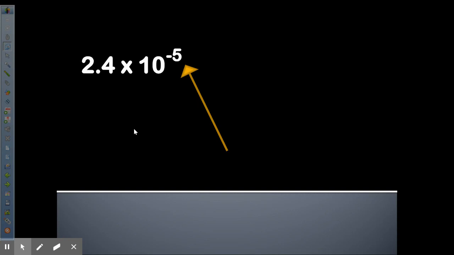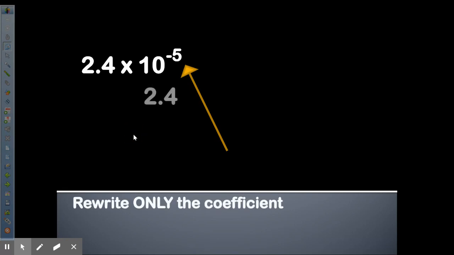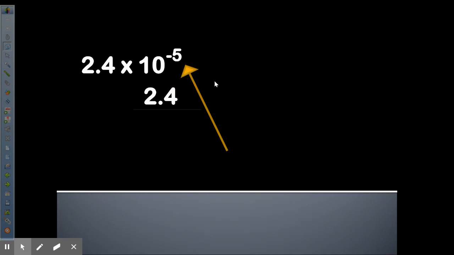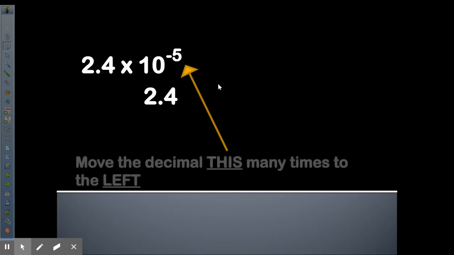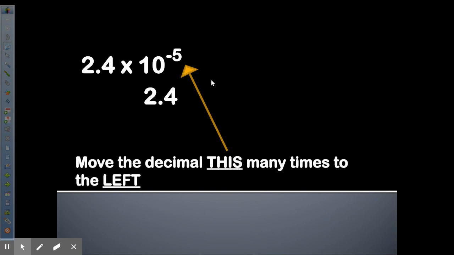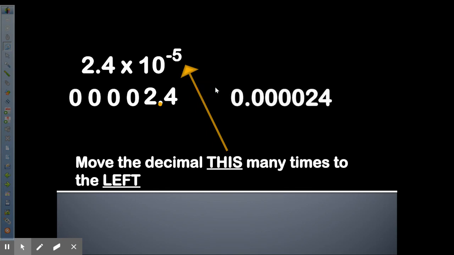So now we have a negative exponent example. We're going to start with writing only our coefficient, 2.4. And now we know that this number has to be very small because the exponent is negative. So we know we're going to move our decimal to the left. And it is a 5, so we're going to move it to the left 5 times. After you move it to the left 5 times, you end up with a very, very small number.